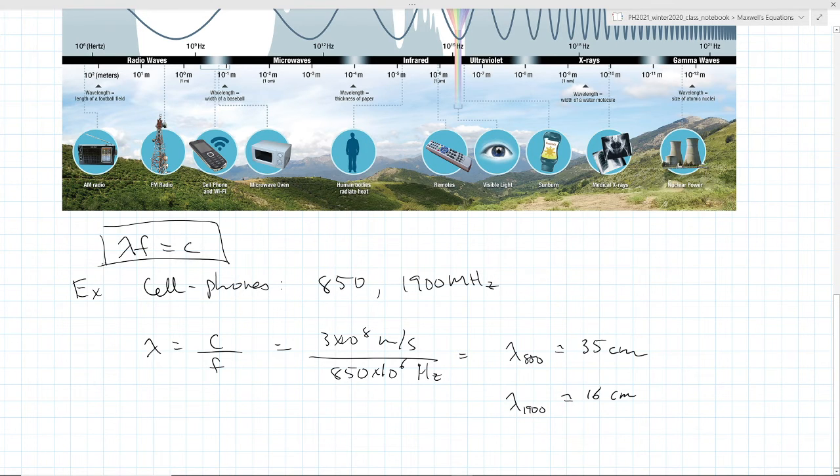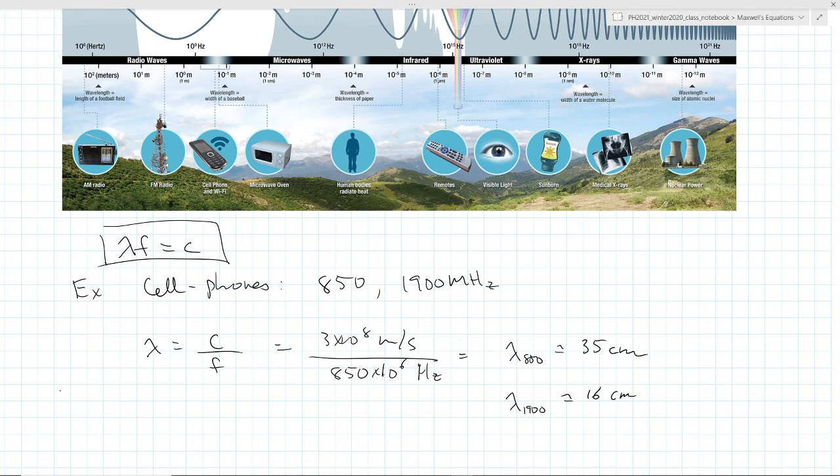In any case, this is just a simple example to point you at the relationship between wavelength, frequency, and the speed of light. Waves in general, but speed of light in this circumstance because we're talking about electromagnetic waves.